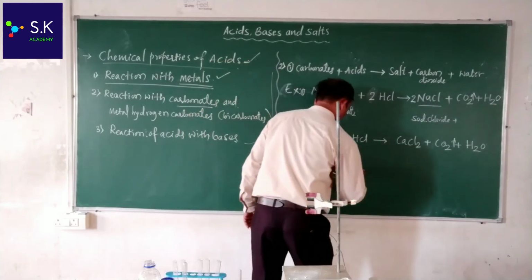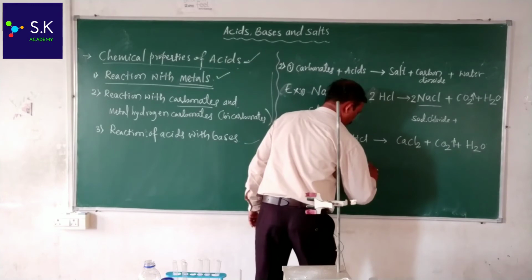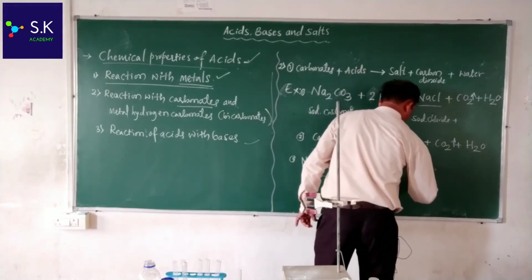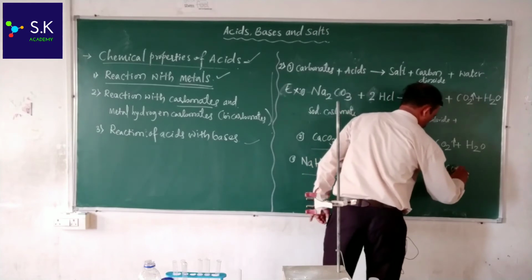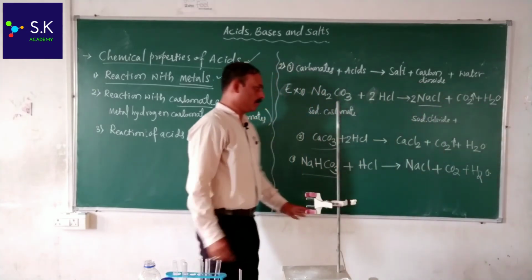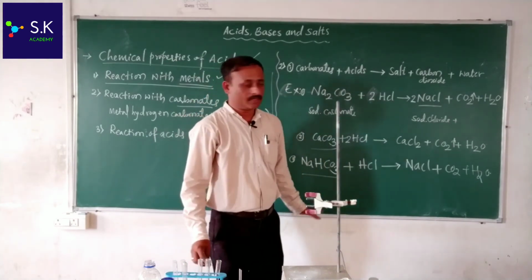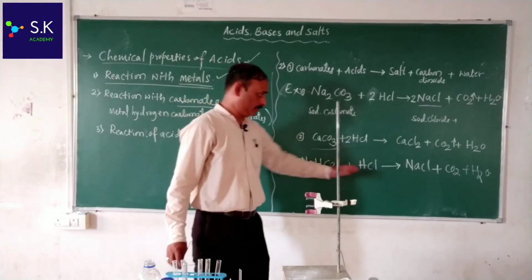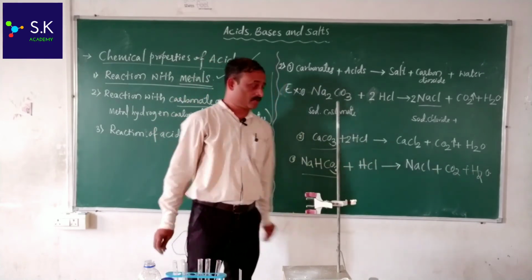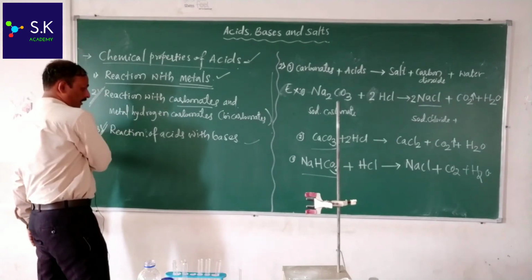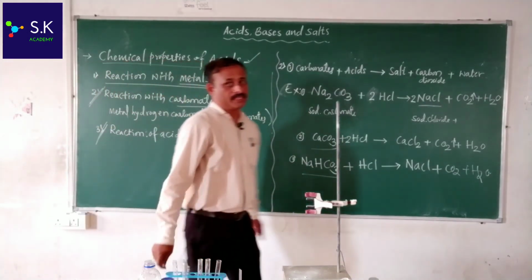And this, when it combines with HCl, forms NaCl plus CO2 plus H2O. Same reaction process there. So this is the chemical reaction of sodium bicarbonate when reacting with the acids. So that is the reaction of acids with that of carbonates. And the last one, reaction of acids with bases.